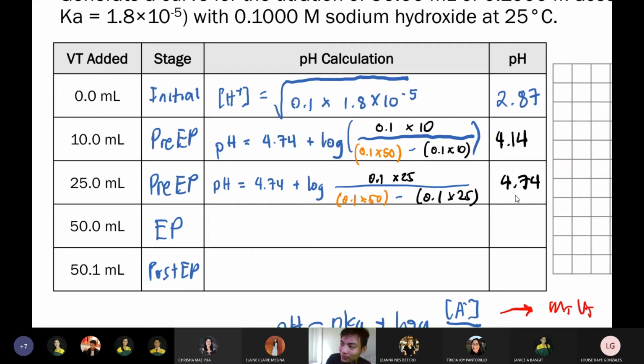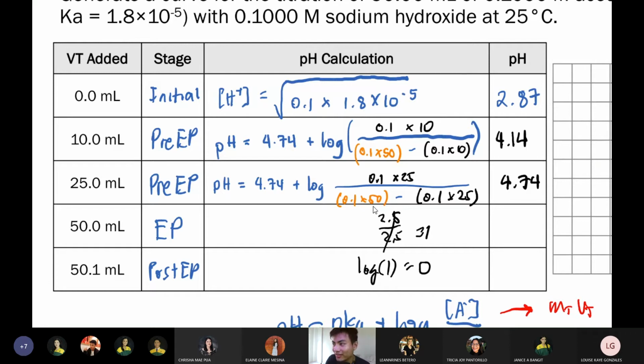Tignan mo, 4.74, 4.74. Why? What do you think happened? The value of the log function is 0. Bakit? Kasi ganito nangyari. What is 0.1 times 25? That will be 2.5 millimoles. What's 0.1 times 50? 5 millimoles. Minus 0.1 times 25, 2.5 millimoles then. Basically, you have 2.5 millimoles on the numerator, 2.5 millimoles on the denominator. According to math, equal yan sa 1. And the logarithm of 1 is 0.